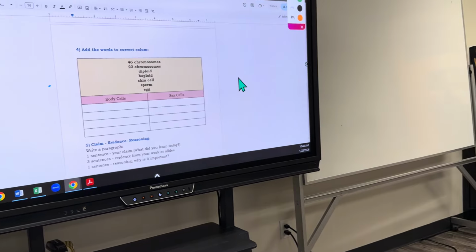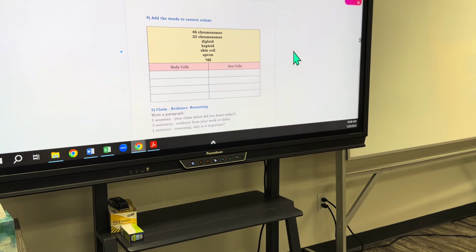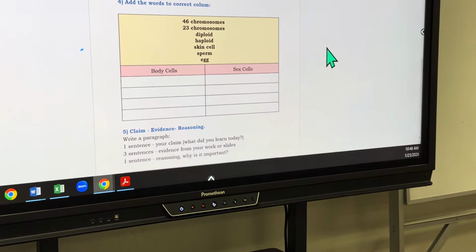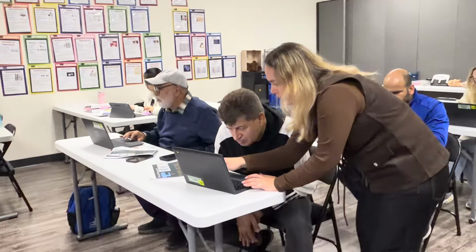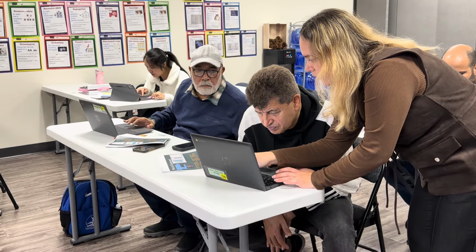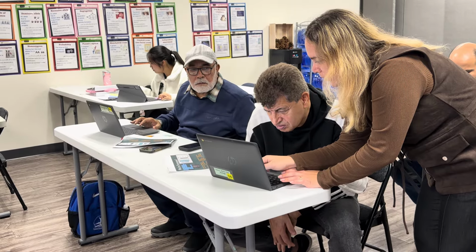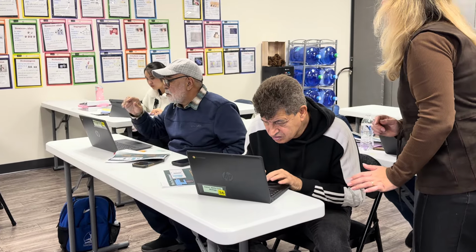So try by yourself to divide these words between two columns. And you need to divide between these two columns. 46 chromosomes. Is it body cell or sex cell? Body cells. You type here. 23 chromosomes. Is it body cell or sex cell? Sex cell. Yes, exactly. Type it.